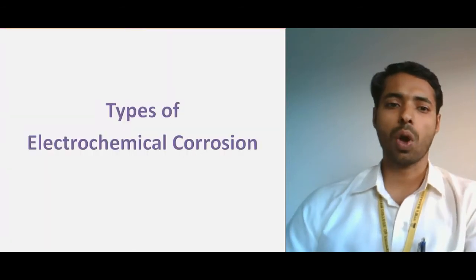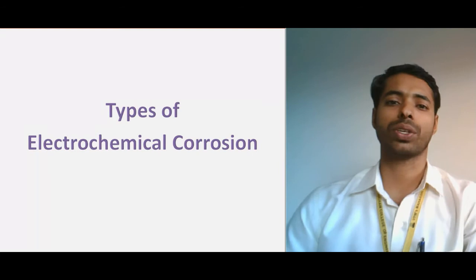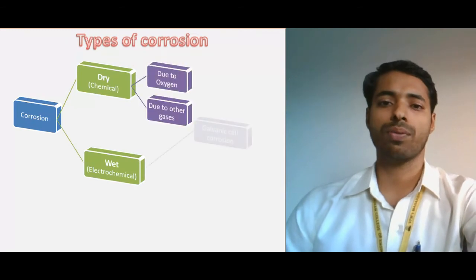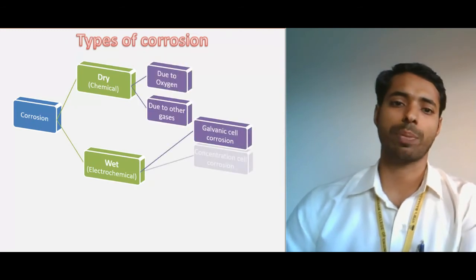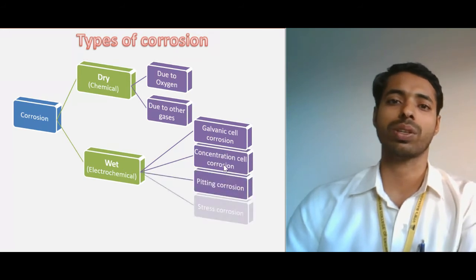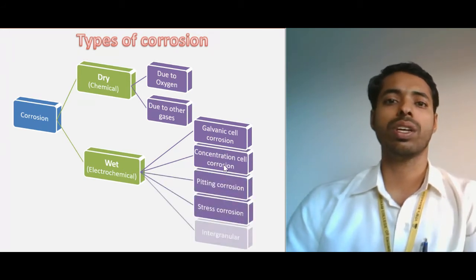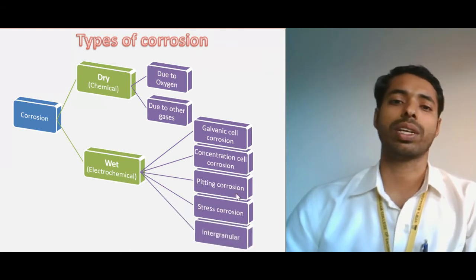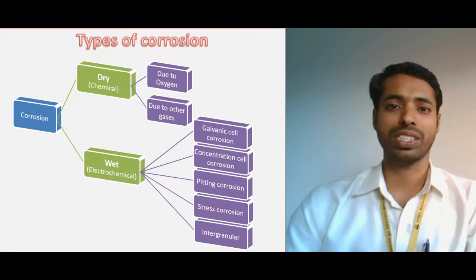We were talking about the types of electrochemical corrosion, and in the last two lectures we talked about the first two types of electrochemical corrosion, which are galvanic cell corrosion and concentration cell corrosion. Now in this lecture we are going to focus on the third type of electrochemical corrosion, that is pitting corrosion. So let's see what it is.